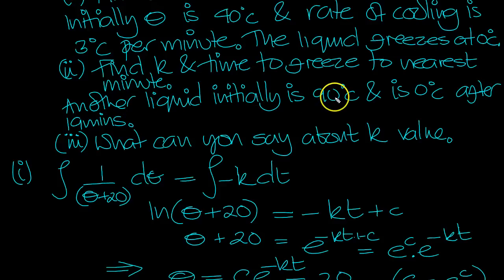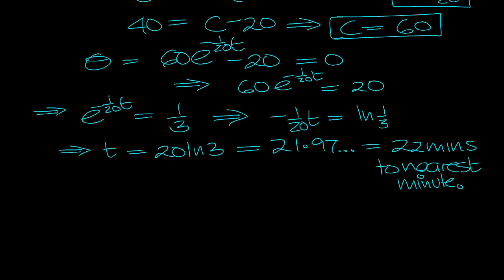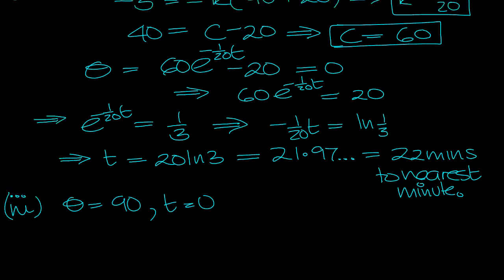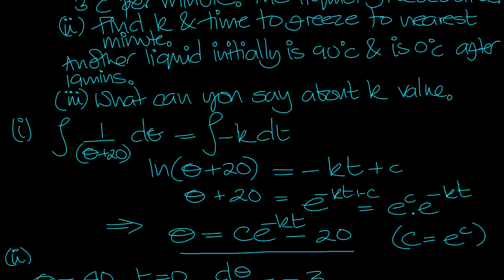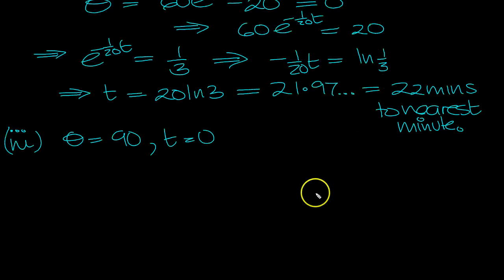Another liquid is initially at 90 and is 0 degrees after 19 minutes. What can you say about the value of K? Another liquid is 90 degrees. So theta equals 90, T equals 0. And then it says here, another liquid is 90 degrees and is 0 degrees after 19 minutes. And theta equals 0 degrees when T equals 19 mins.